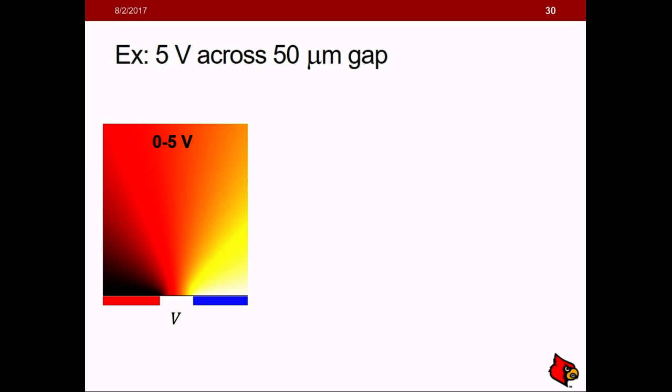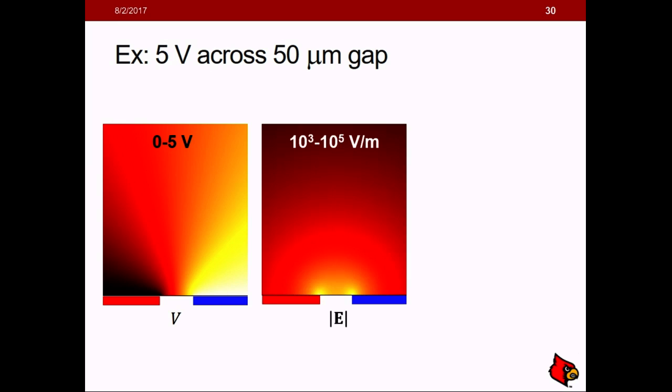So here's an example. This is not the whole simulation space. I zoomed in on a portion of the simulation space where you have 2 large electrodes with a 50 micrometer gap between them and 5 volts is applied. So this first figure shows the potential across it, going from 0 to 5, from black to white. Then you have your electric field magnitude is shown here.